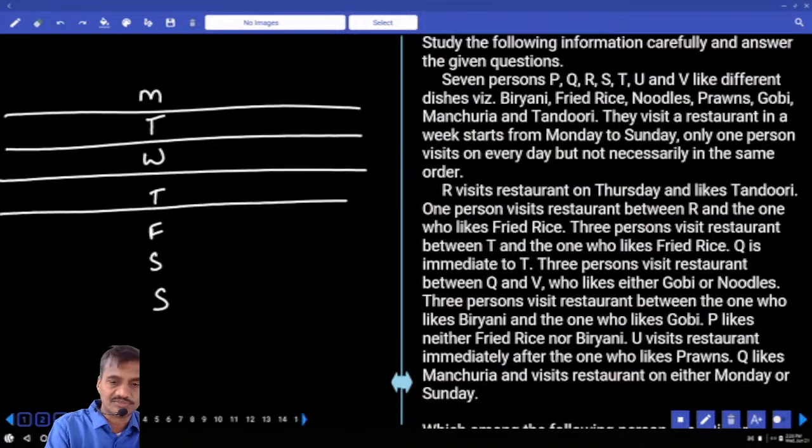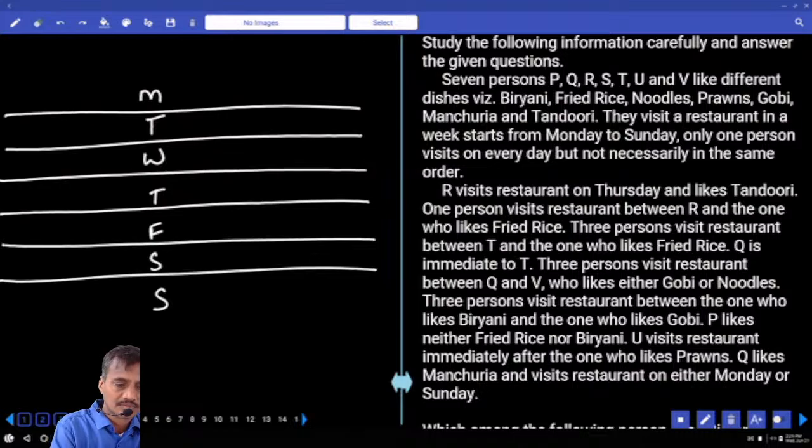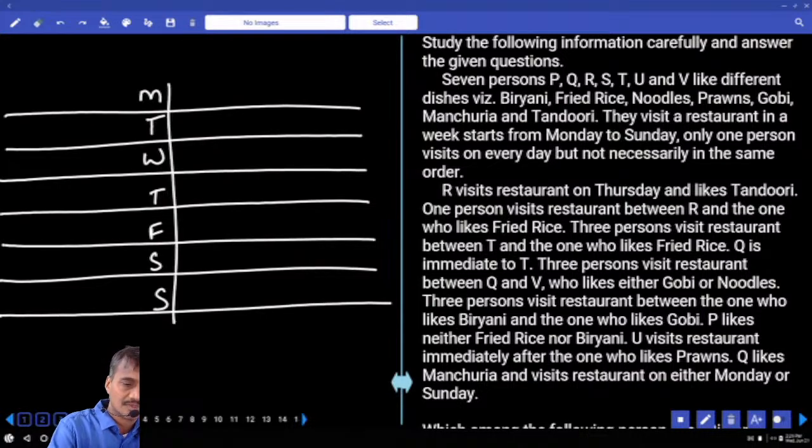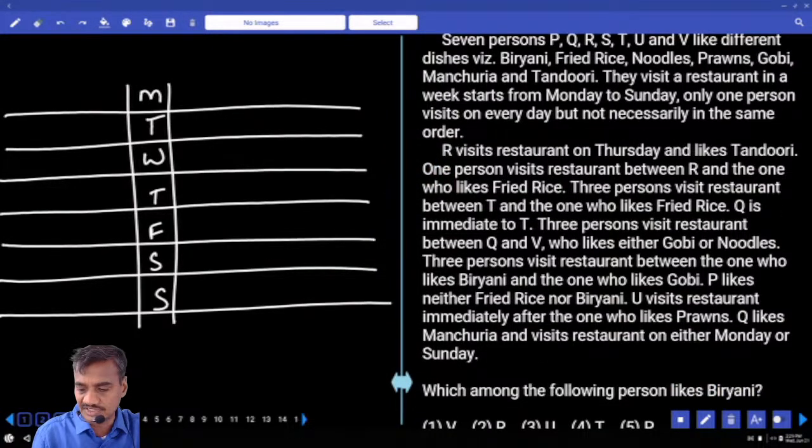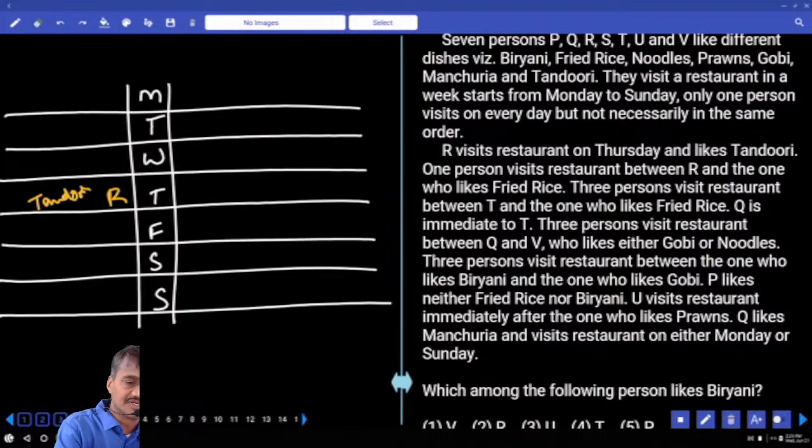Then coming to condition number 1. Now in this condition number 1, R visits a restaurant on Thursday. R Thursday and likes tandoori, isn't it? Now this is the definite information that is fixed. And only one person between R and the one who likes fried rice.